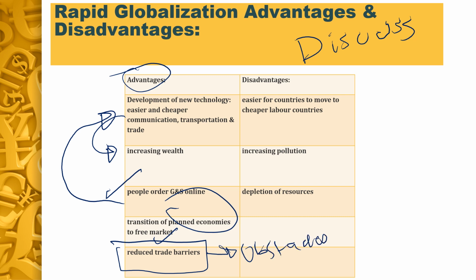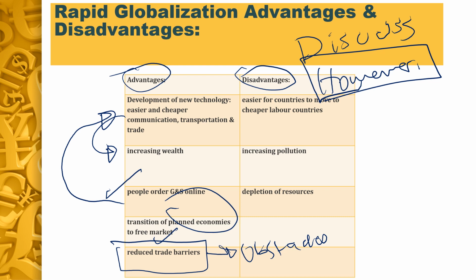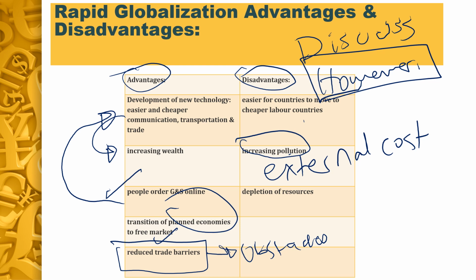Now, let's move on to the disadvantages. So, however, globalization has some disadvantages, such as it being easier for countries to move to cheaper labor countries. And this means it would create unemployment in some countries and it would increase employment in others. Also, because of the factories that are operating worldwide, this has led to more pollution, and this will cause an external cost. Also, finally, the depletion of resources.